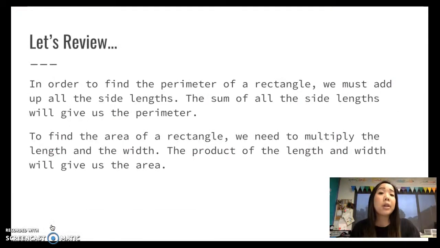In order for us to find the perimeter of a rectangle, we need to add up all the sides. The sum of those side lengths is going to give us the perimeter. In order to find the area of a rectangle, we need to multiply the length times the width. The product of those two measurements will give us the area.